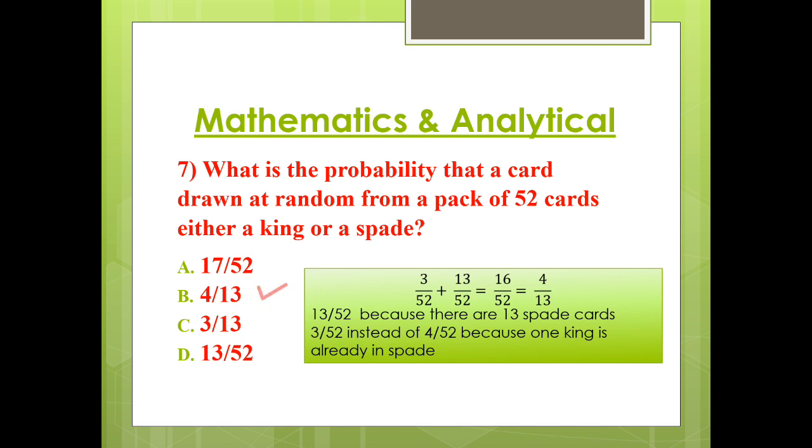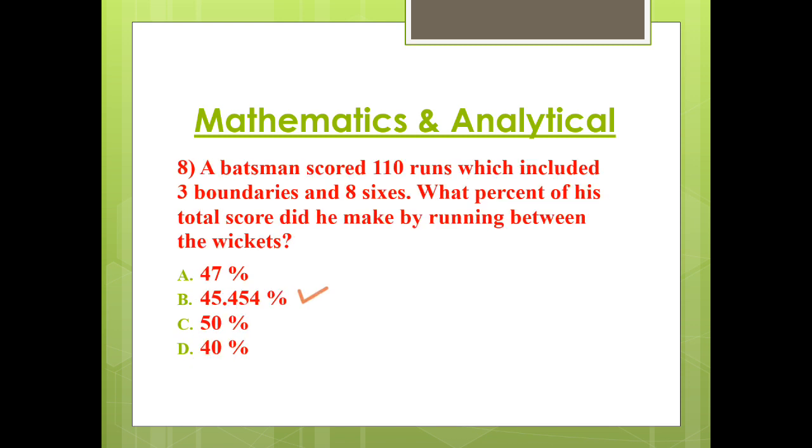Now why 13 over 52? Because there are 13 spade cards. And 3 over 52 instead of 4 over 52, because one king is already included in the spade series. So this is how we are going to find the probability. Keep in mind the event is the numerator and the denominator is the total sample size. If you remember the probability video we already published, we were very clear that the event will be the numerator and the total sample space will be the denominator. So the answer is B, 4 by 13.